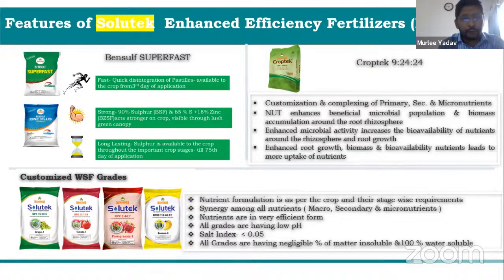Now, in case of fertigation, as I told you, we have developed the formulation as per the crop and as per the stage, and there is synergy among all the nutrients, whether macro, secondary, or micronutrients. So their efficiency is much higher, and all the nutrients are in a very efficient form, and all the formulations have low pH and low EC, and due to that, their efficiency is much higher.